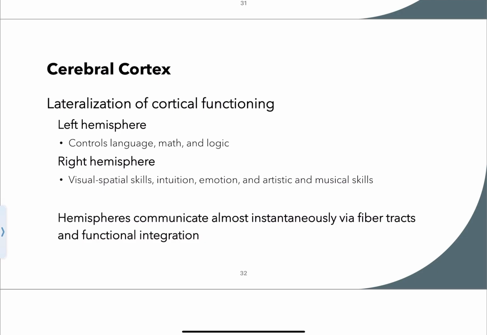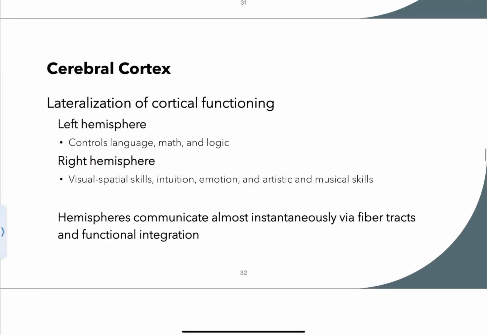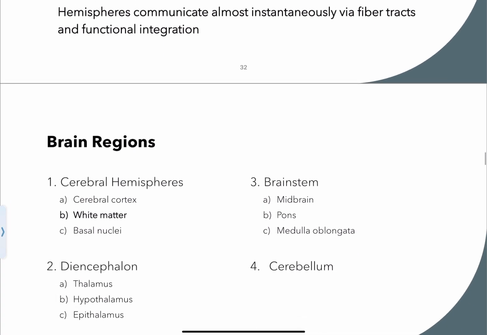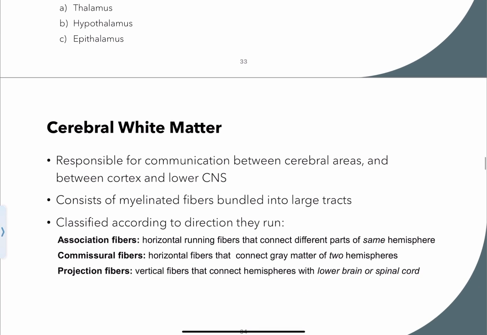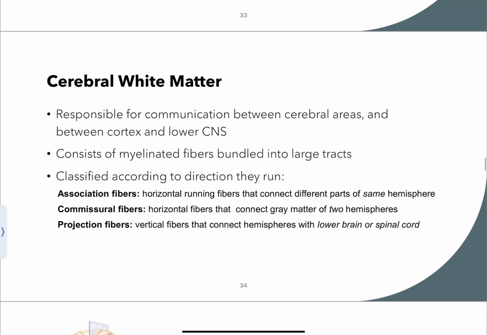So what is the division of labor when we're talking about our hemispheres? Our left hemisphere is usually dominant in controlling language, math, and logic, while our right hemisphere is involved more in our intuition, emotion, artistic, and musical skills. Okay, so that was everything covering our cerebral cortex. Let's move on to our white matter, and then finally we'll have our basal nuclei.